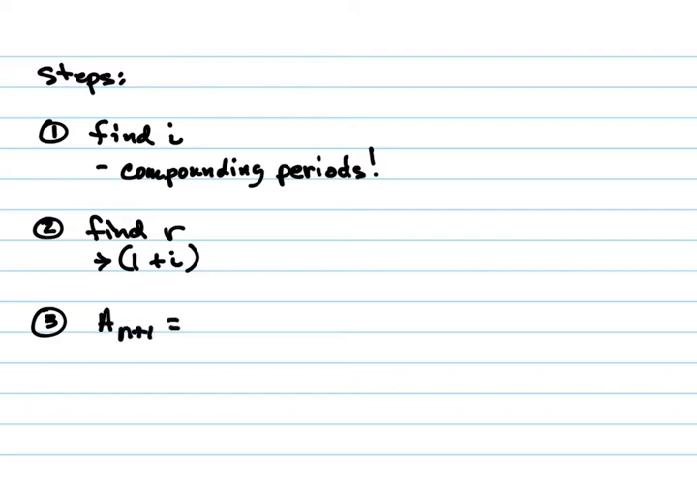A sub n plus 1, which means the next value, is equal to R times A sub n, which is the previous value. And if you're looking at the original one, this A sub n would be A sub 0, your original principal amount, to get your first one. Then after you find the first one, you'll be looking for the second one, the third one, etc. Okay? Really straightforward if you let it be.